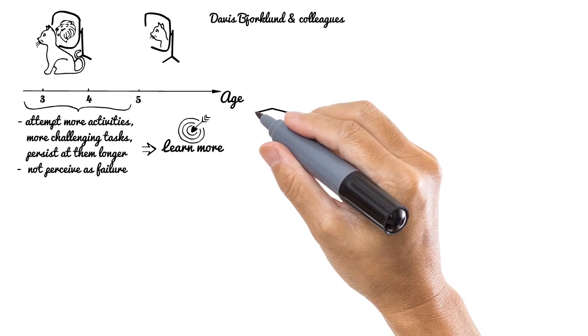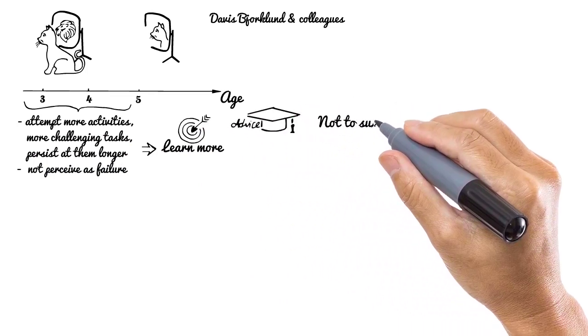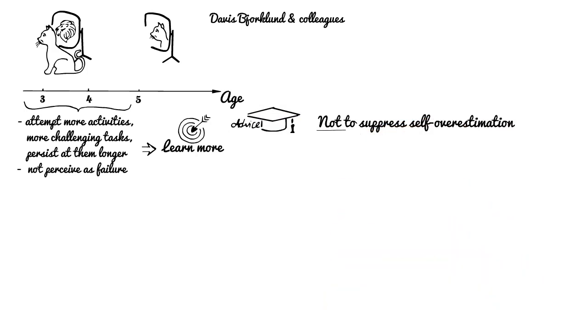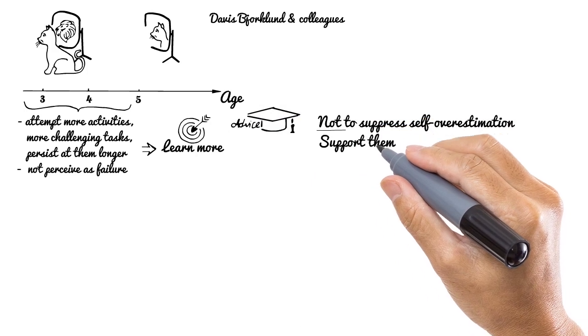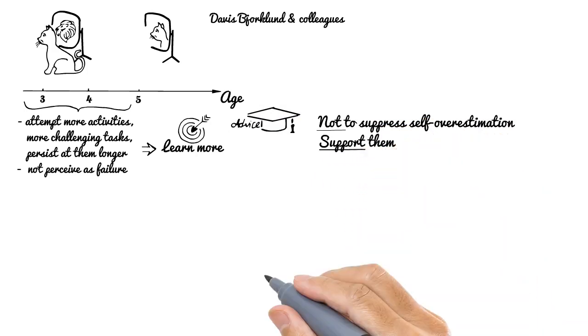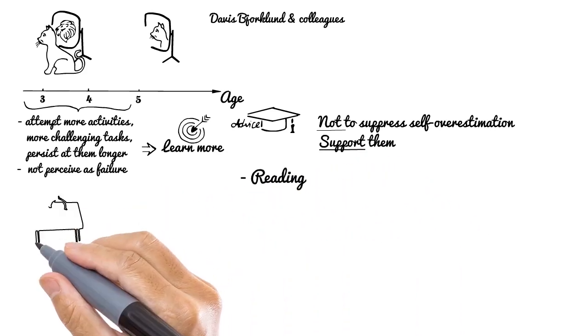So, advice here is not to suppress kids' self-overestimation at their early ages of 3-4 years. Let them think they can do everything they plan to. Support them. Now let's move to the next advice. Let's talk about another brain development fact from science.